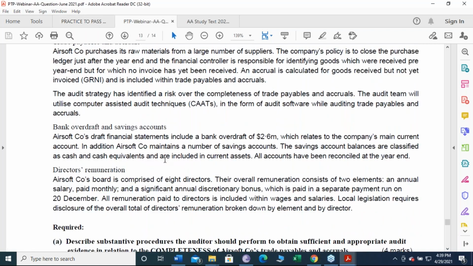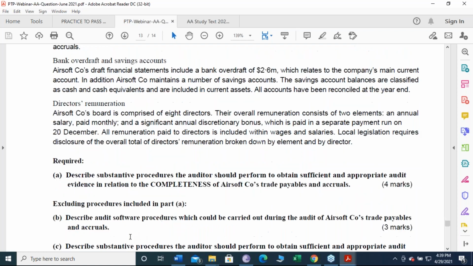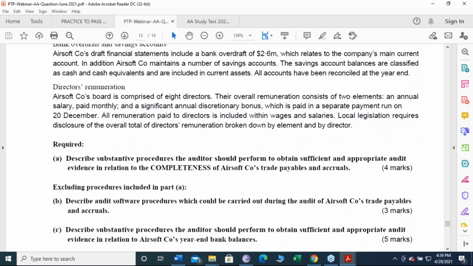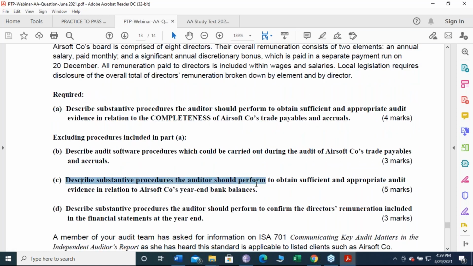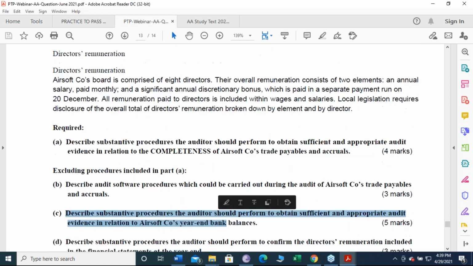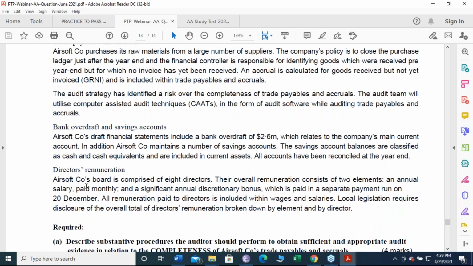Let's quickly go to part B. Part B describes the substantive procedures the auditor should perform to obtain sufficient appropriate audit evidence in relation to the year-end bank balance. We are already done with the bank balance.